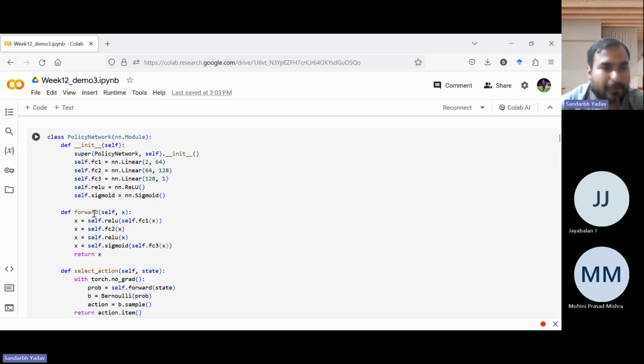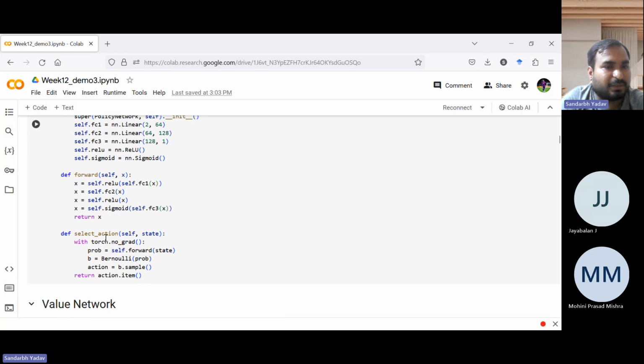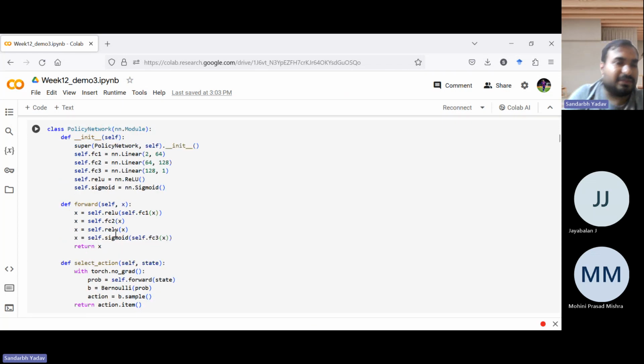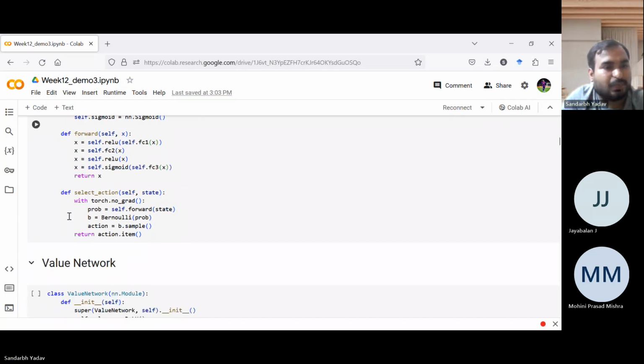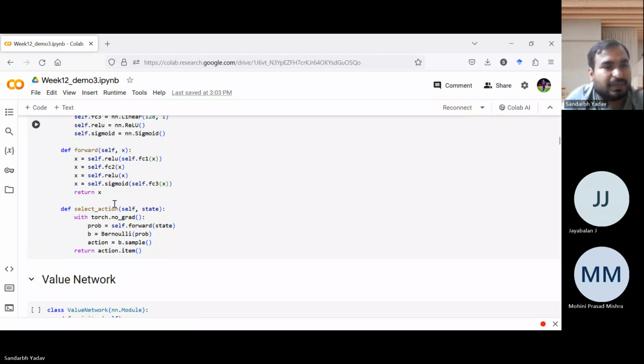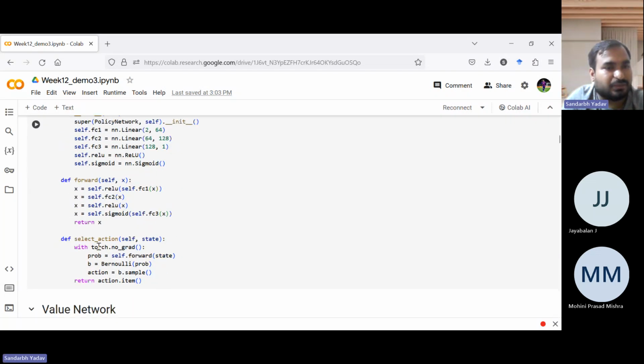So this way we define: first, input X goes to fully connected layer 1, then you take ReLU out of it, and pass this to fully connected layer 2, and again take ReLU, then fully connected layer 3, and then sigmoid finally. And sigmoid, you might remember, returns a probabilistic kind of thing. And then you are sampling using those probabilities: what is the action which we should be taking?